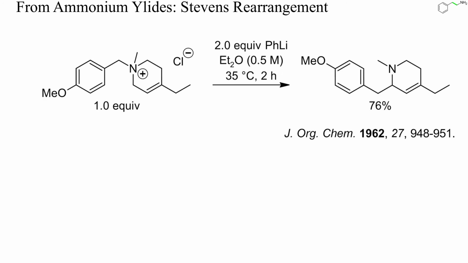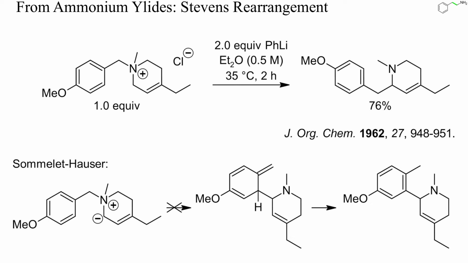The 1,2 migration of alkyl groups in ammonium ylides is called Stevens rearrangement. In this instance, the benzyl group migrated and a 2-benzyl piperidine was obtained. One potential side reaction was Sommelet-Hauser rearrangement, that is, the addition of the carbanion to the arene. But this did not happen here.